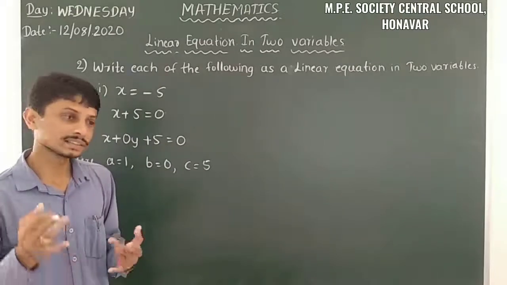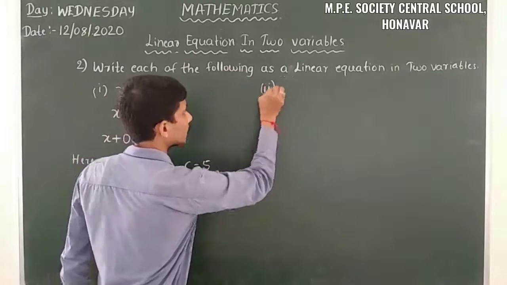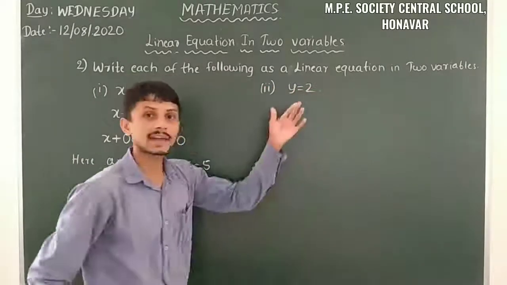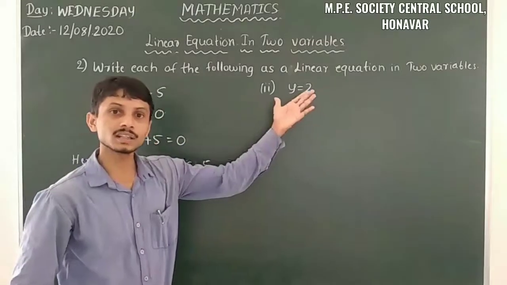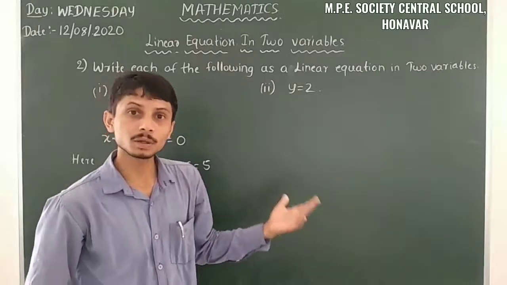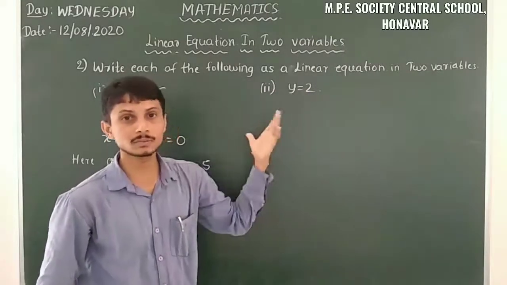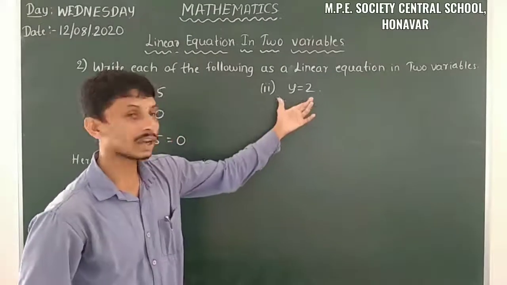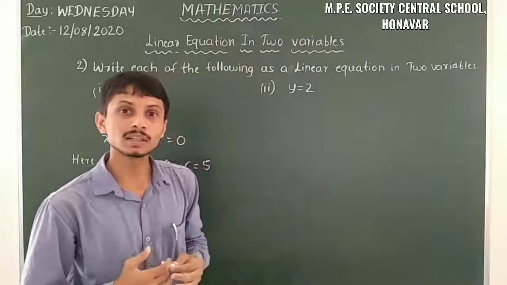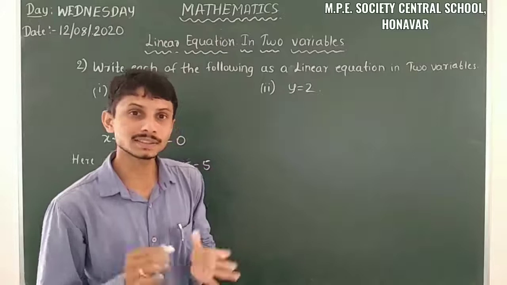So let us take the second example. Here I will take y is equal to 2. Yes, here the x term is not there. So what about the coefficient of x? The coefficient of x is 0 here. That's why the x term is vanishing here. So we have to convert this equation in the form of a linear equation in two variables by taking the coefficient of x as 0.